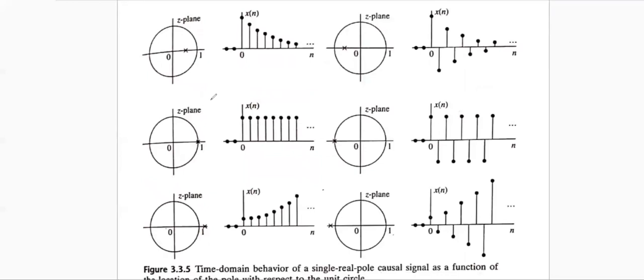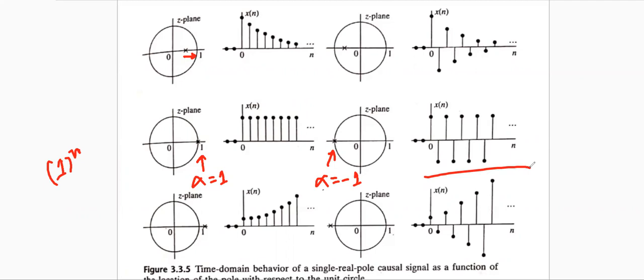Now, if you consider that this pole location is shifted onto the unit circle, of course the value of alpha is 1. If alpha equals 1, so 1 to the power n u[n], we find 1, 1, 1, and that is nothing but the unit step function. Similarly, if alpha equals minus 1, in that case the time domain sequence looks like this.